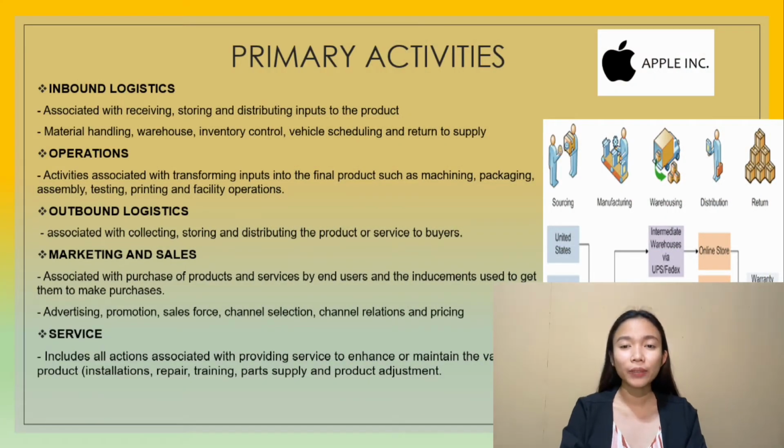Primary activities consist of inbound logistics, operations, outbound logistics, marketing and sales, and services. Inbound logistics are associated with receiving, storing, and distributing inputs to the product. As to the inbound logistics of Apple, Apple works with hundreds of suppliers around the globe and maintains a highly sophisticated supply chain management. The sources of its hardware involve the United States, China, other Asian countries, and Europe.